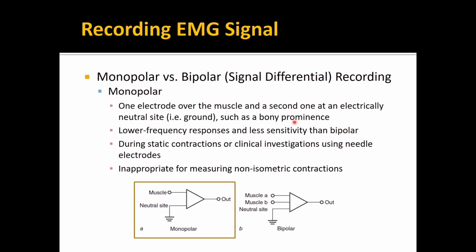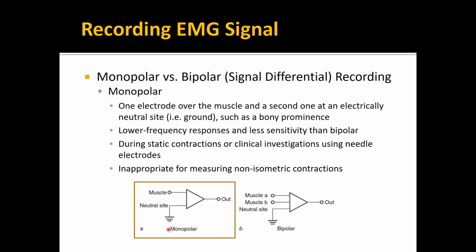And generally, this monopolar recording generates low frequency responses and has less sensitivity than the bipolar recording. It is often used during static contractions or clinical investigations using needle electrodes. Then this would be a poor choice for measuring non-isometric contractions.